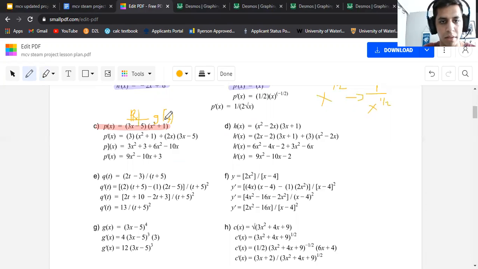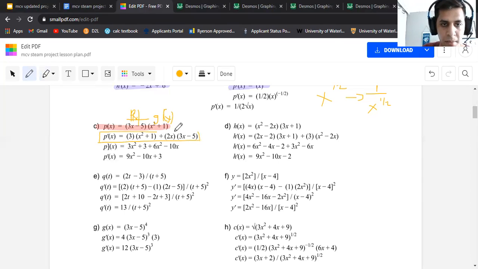Okay, so we take the derivative of the first times the regular second plus the derivative of the second. So derivative of x squared plus 1. We bring the 2 down, subtract the 1, just 2x, as we can see right here. And then you're multiplying it by the original first, which is 3x subtract 5. This right here is the hardest step.